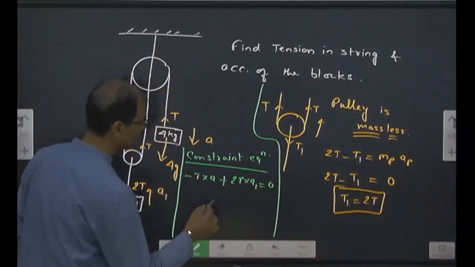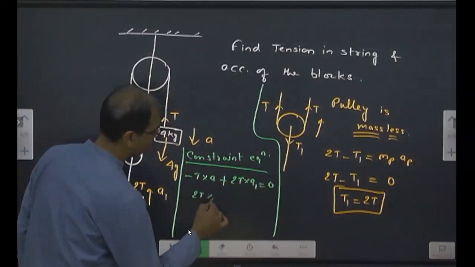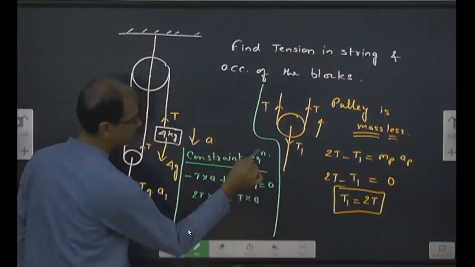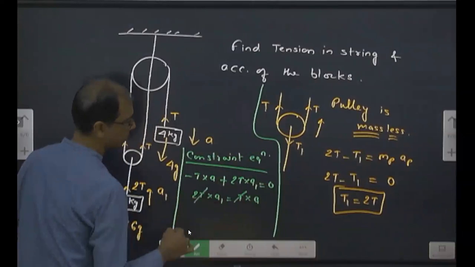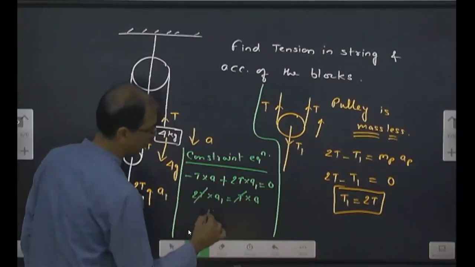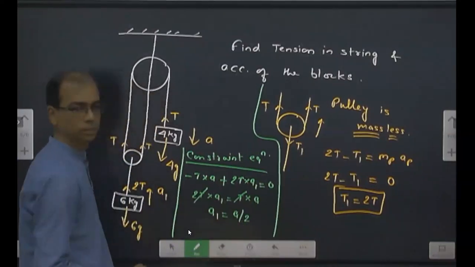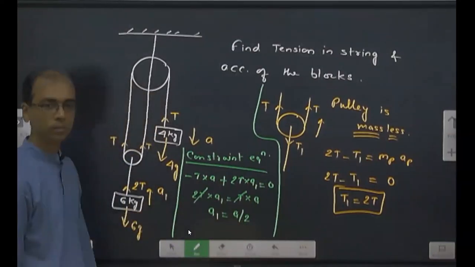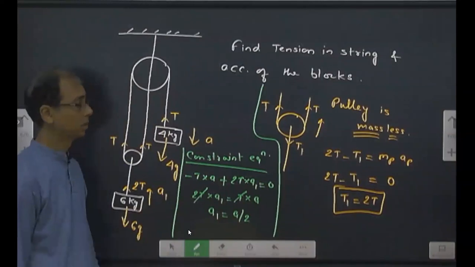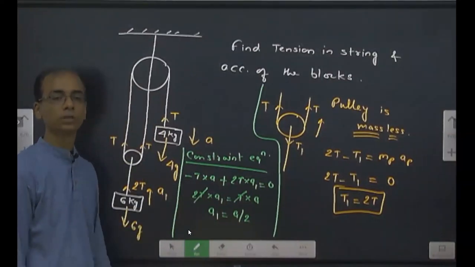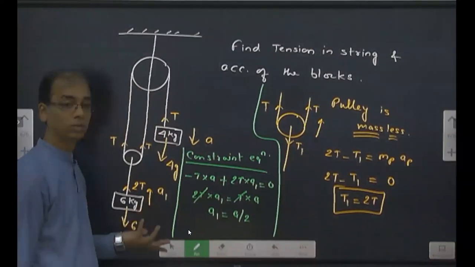So what is there then? 2T into A1 equal to T into A. You took T in that direction, so T and T get cancelled. You got A1 value. What is A1 value? It is A by 2. Now I can solve this question very easily. Otherwise, it was impossible for me to solve because I was not knowing with what acceleration it is going.